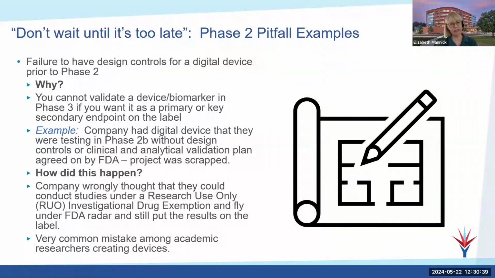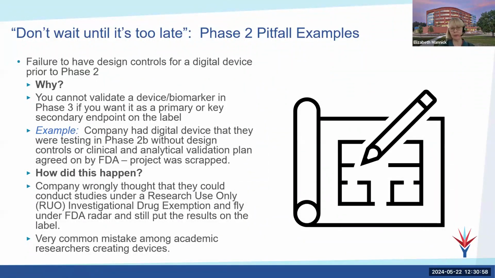Failure to have design controls for a digital device prior to phase 2. Why does this happen, or why is this important? You can't validate a device or a biomarker in phase 3 if you want it to be a primary or key secondary endpoint on your label.